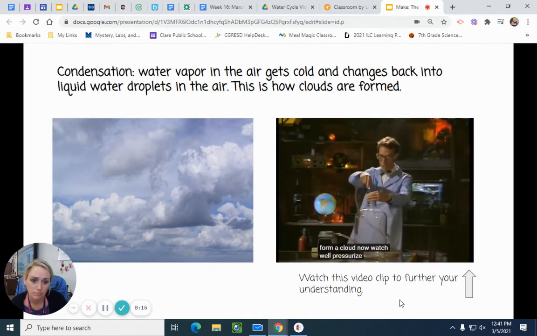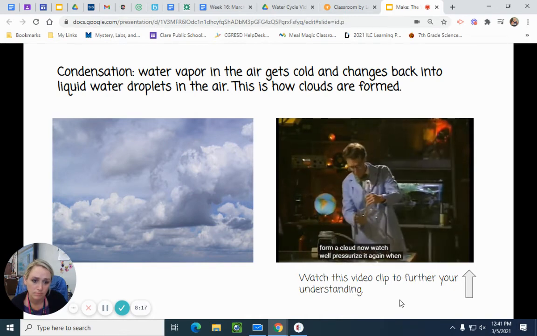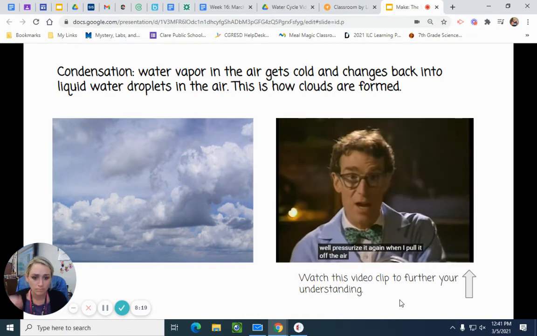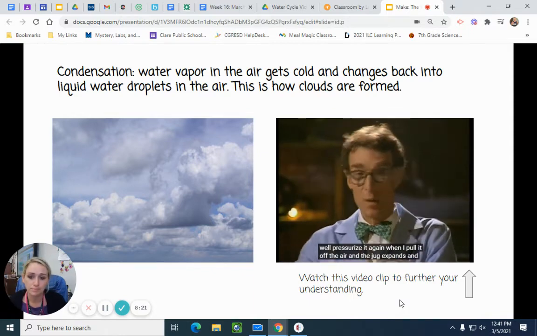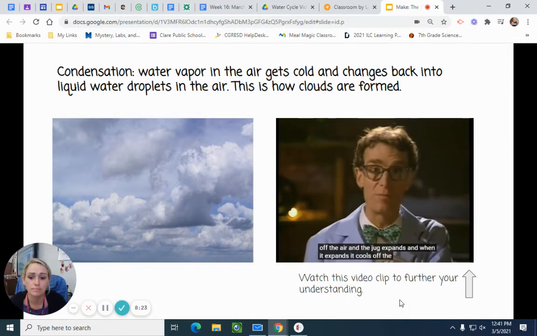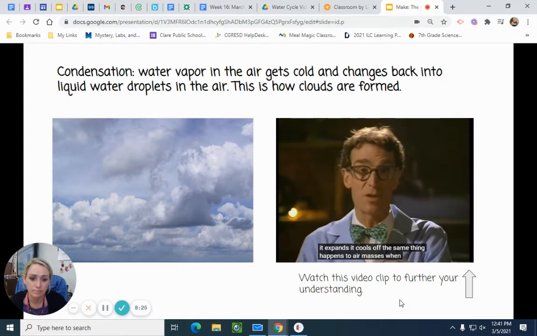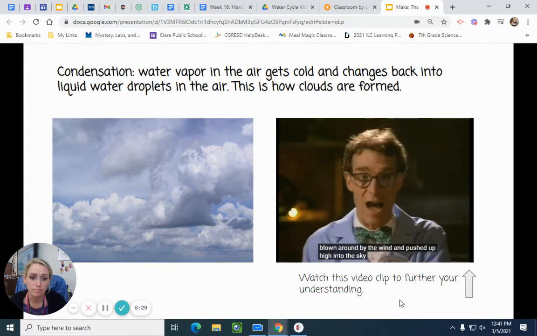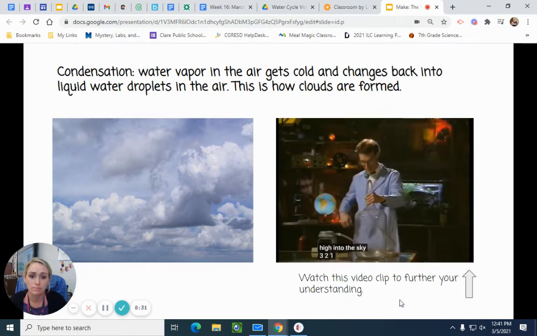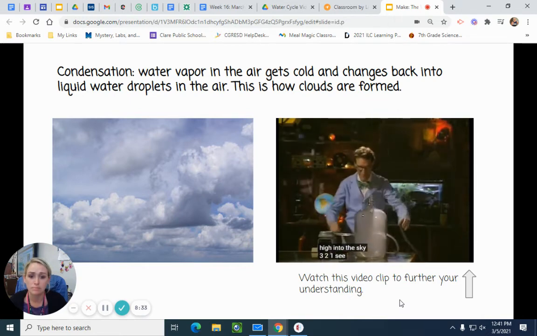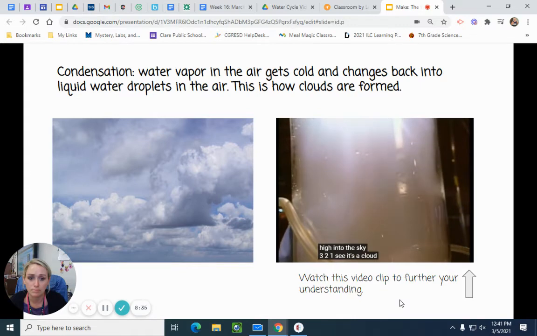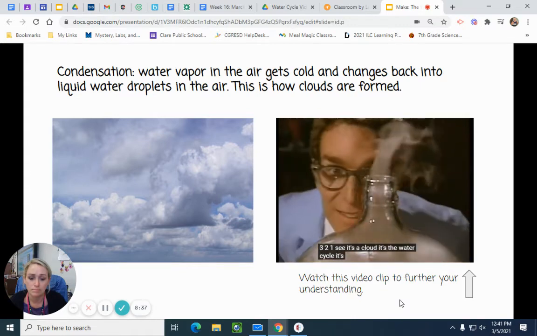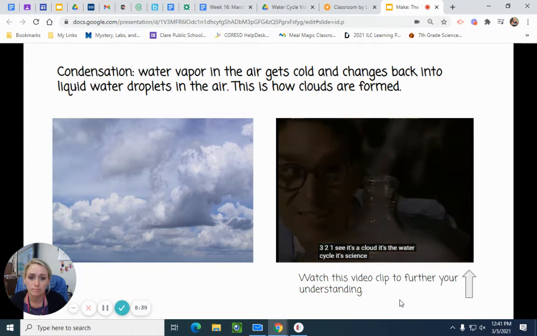Now watch. We'll pressurize it again. When I pull it off, the air in the jug expands. And when it expands, it cools off. The same thing happens to air masses when they get blown around by the wind and pushed up high into the sky. 3, 2, 1. See? It's a cloud. It's the water cycle. It's science.